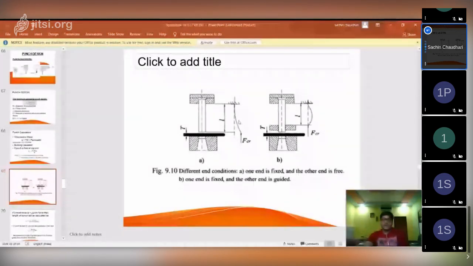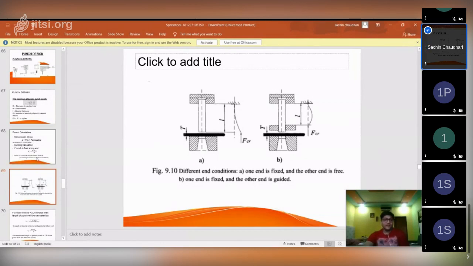Then you can calculate your length as this. If it is a guided punch, it is guided with a blank holder or a stripper maybe. So this is called a guided punch. In that case you have to consider this much length of the punch for the calculation. These are the two conditions: one end of the punch is fixed and the other end is free, and in the second case one end is fixed and the other end is guided.